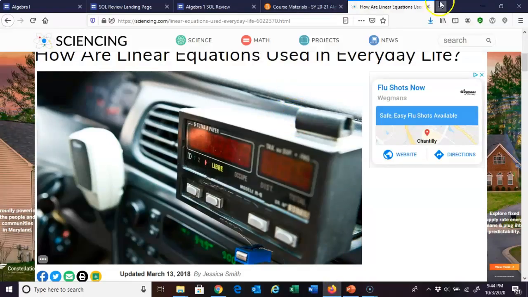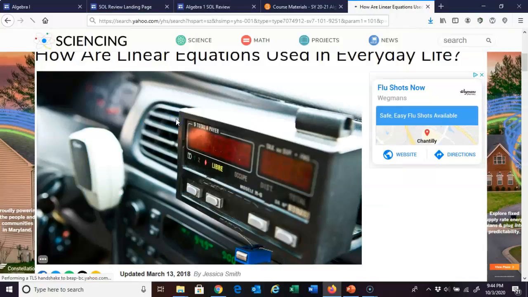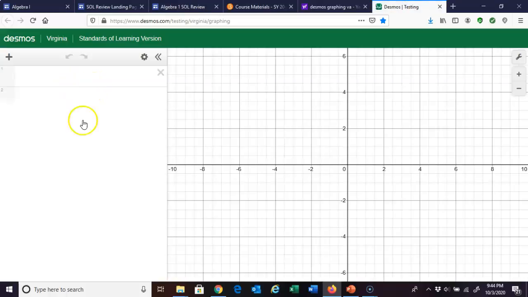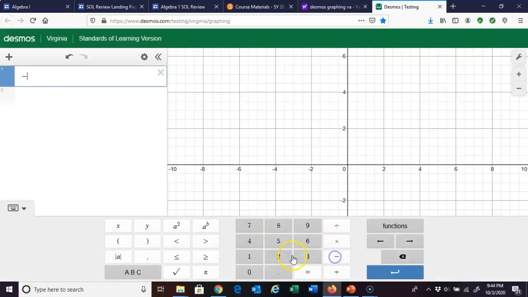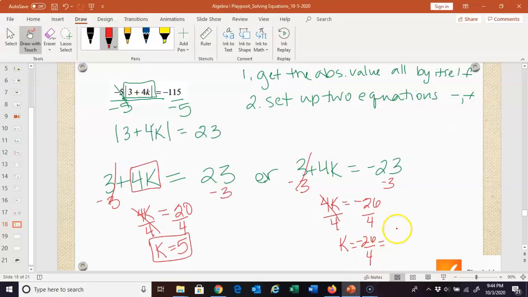-26 over 4. Let me get to our Desmos graphing calculator. I want to get to the Virginia one, make sure we're in the right one. Okay, so remember we're going to use the graphing calculator, but the scientific is here at the bottom. And we're going to do -26 divided by 4. It's a decimal, but we like fractions. Let's turn it into a fraction. There you go, -13 divided by 2. So they're just reducing this by 2, -13 divided by 2. So we have these two possible options.